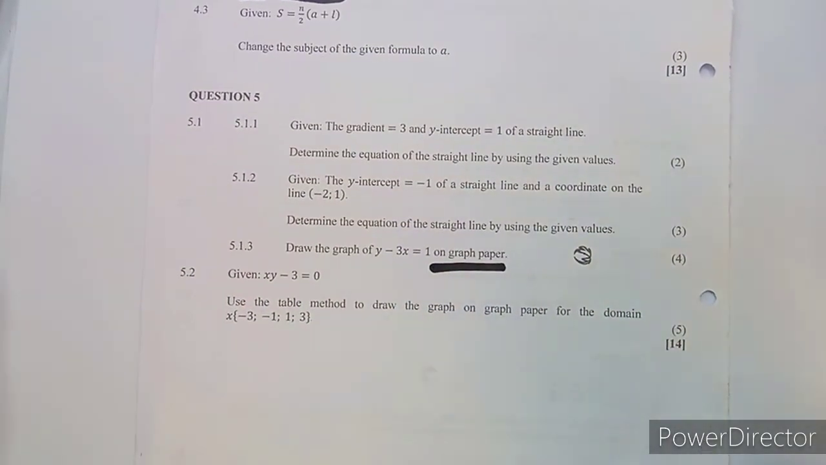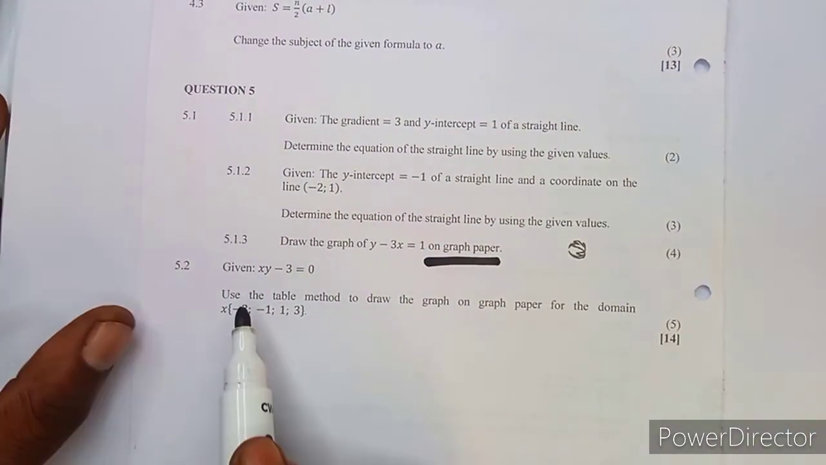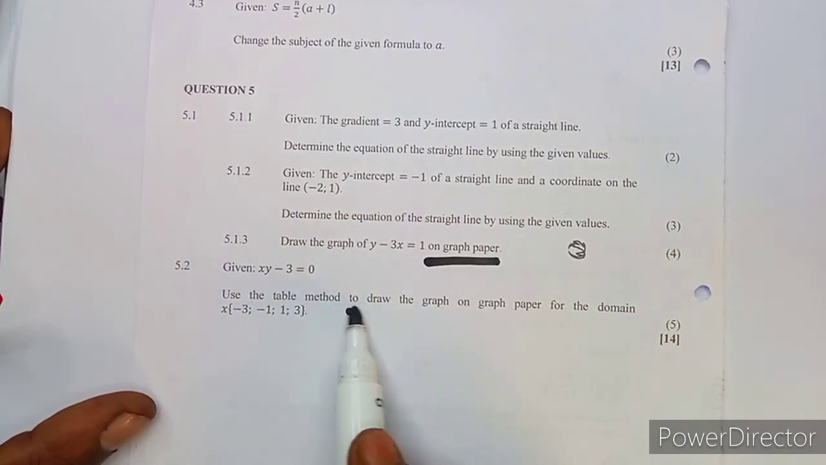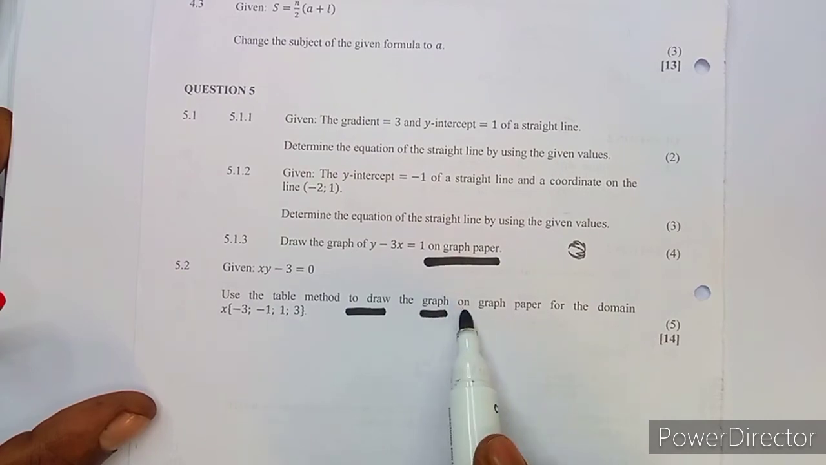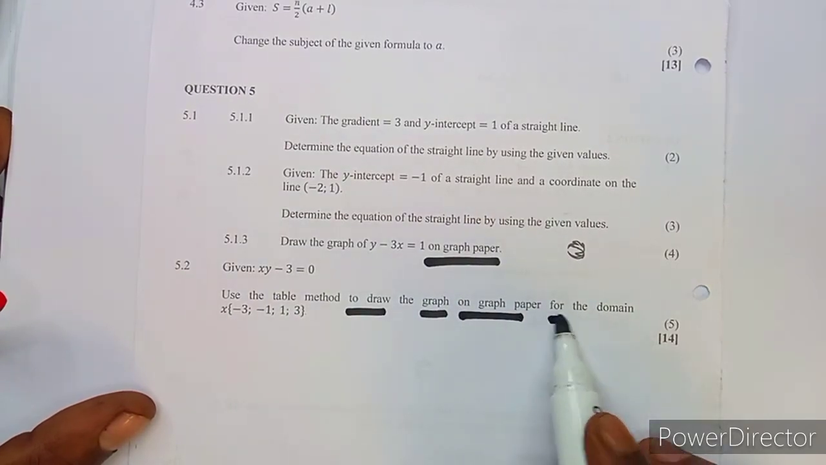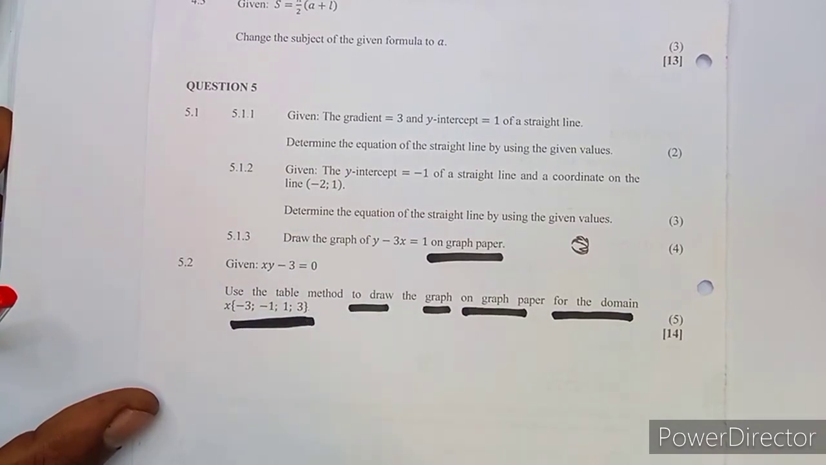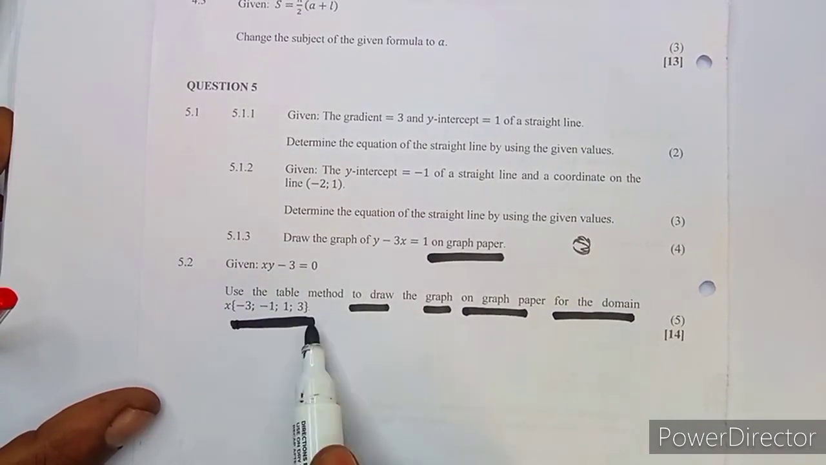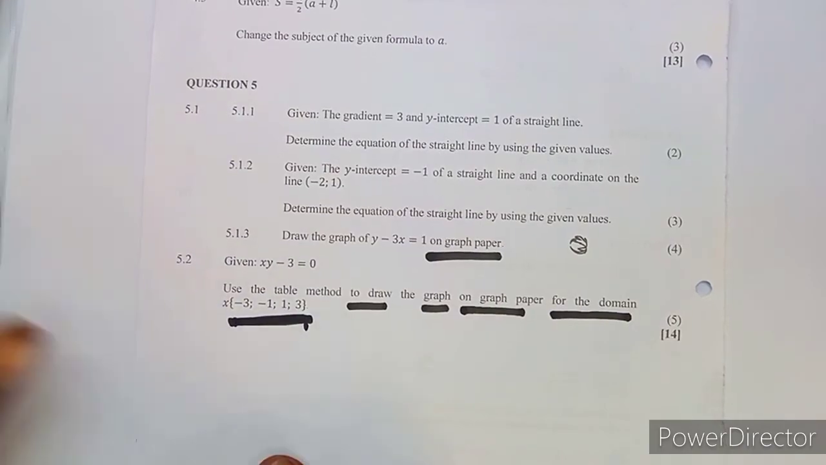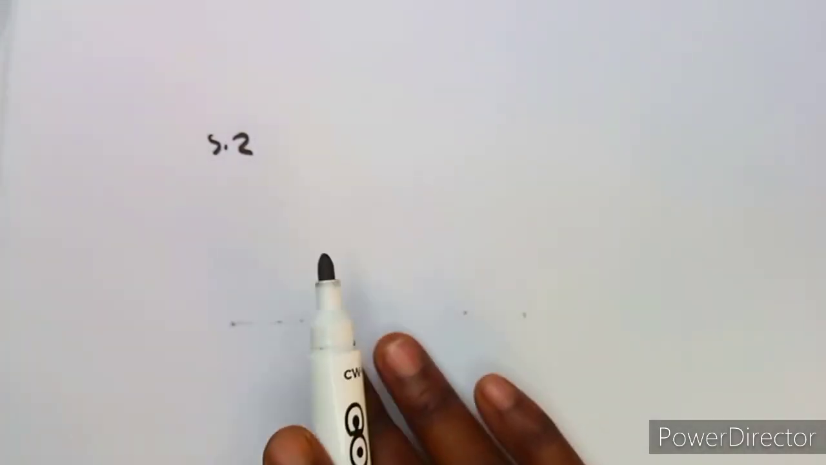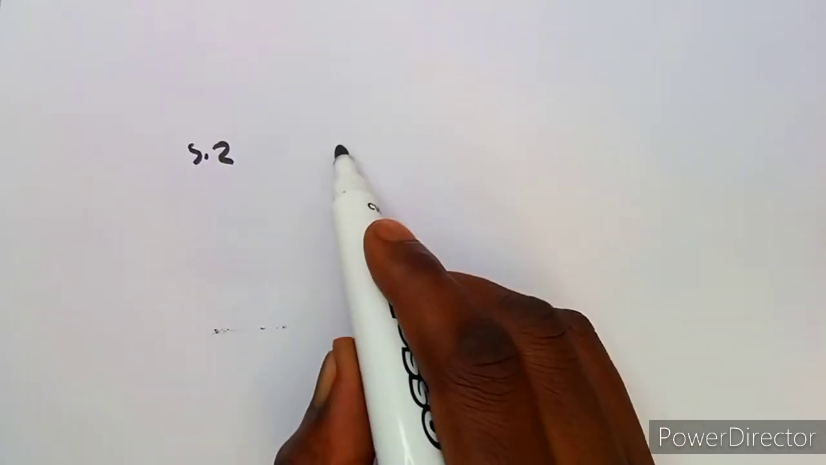All right, given xy minus 3 is equal to 0, use the table method to draw the graph on graph paper again. For the domain, we are given the domain. These are the values of x that you're supposed to use, from -3 up to 3. This is the domain. Before you draw, let's analyze the equation that you are given here.